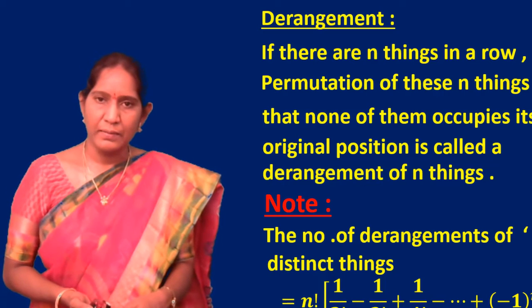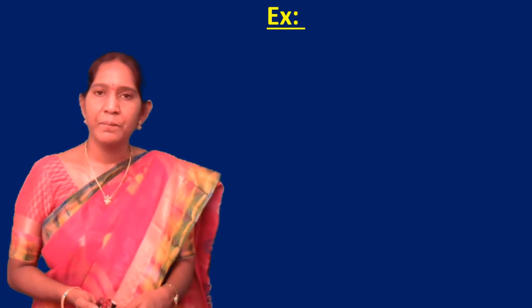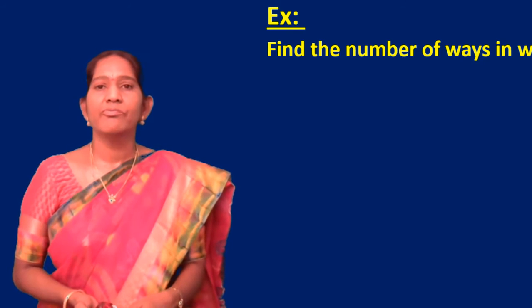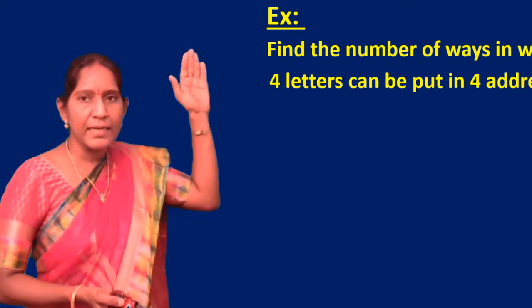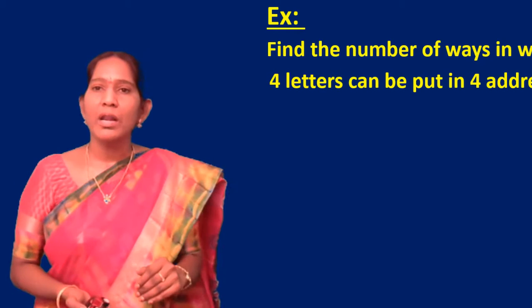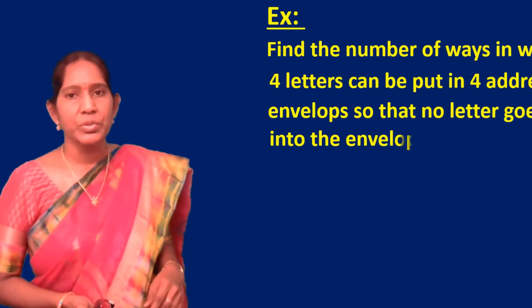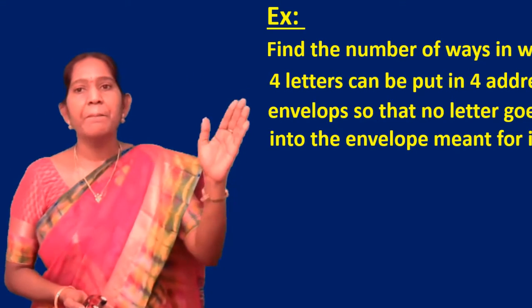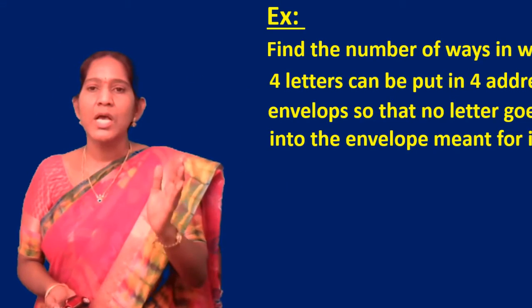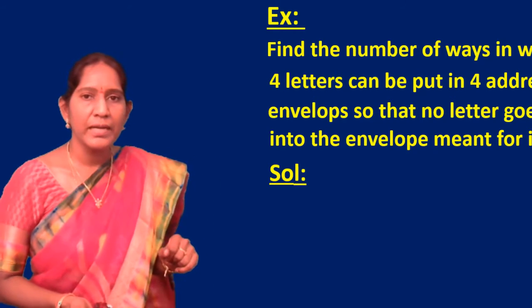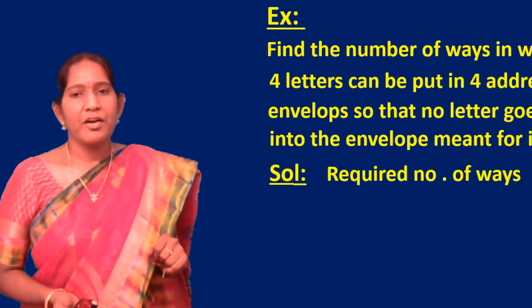Example: find the number of ways in which 4 letters can be put in 4 addressed envelopes so that no letter goes into the envelope meant for it. That means all letters go to the wrong place. Solution: the required number of ways.